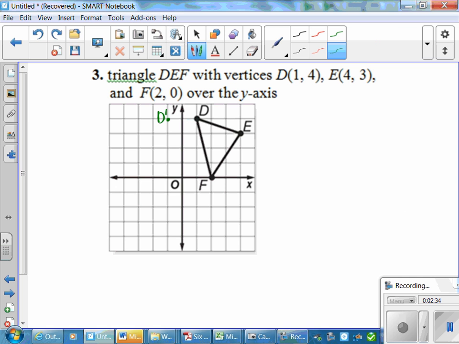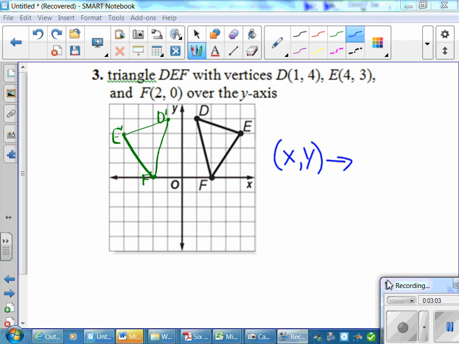Okay, your next one is going to start at E. You're going to go 1, 2, 3, 4 to the left, stop there, and then go 4 to the left again. 1, 2, 3, 4. That should be your reflection of E. And the last one, F. You're going to go 2 to the left, stop there, and go 2 more to the left. That's going to be your reflection of F. Go ahead and connect your dots, or your points.